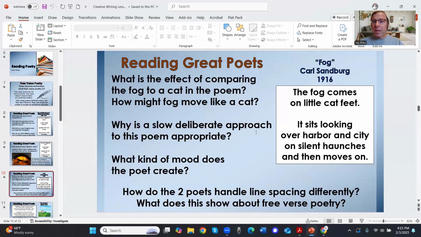So I do like Sandburg's deliberate approach to this poem because what he's describing is fog and something that moves very slowly, very deliberately. So I really picture a dark, gray, foggy morning by the ocean. He says it's looking over harbor and city. I know a lot of coastal areas that I've lived in or visited. We get a lot of fog in the morning, and I can really picture that when I read this poem.